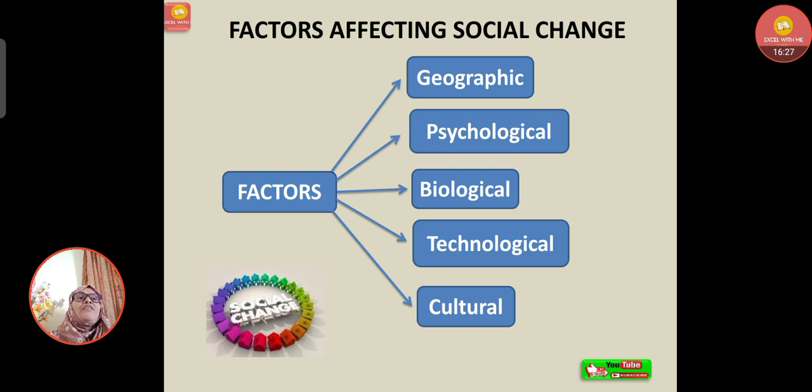Now, the effect of radiation upon the germplasm is an important agent of genetic change. Now, in social change, we understood about biological. Now, let's understand the fourth one, technological factors.